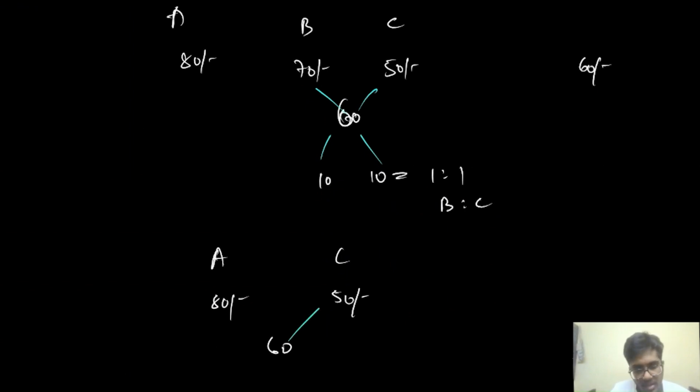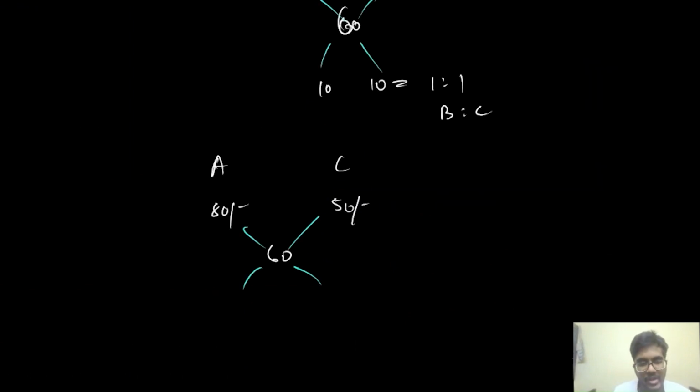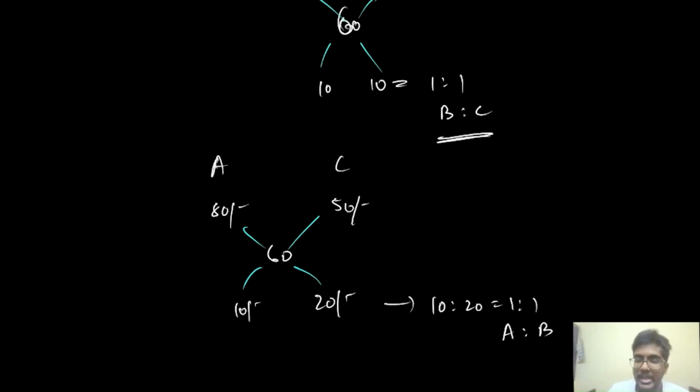So I'll take the difference. If I take the difference, what do I get here? I get 20 rupees here and 10 rupees here. What is the ratio? This is 10 is to 20, that is equal to 1 is to 1. And what is this? This is basically the A is to B ratio. We have got the B is to C ratio in the first case to be 1 is to 1. We have got the A is to B ratio in the second case to be 1 is to 1.